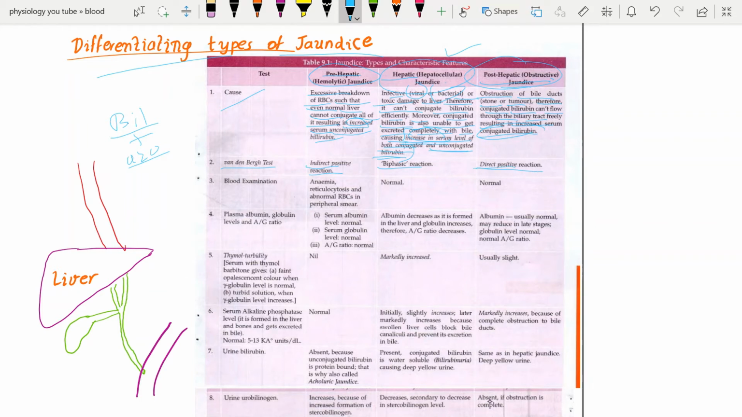What is meant by a direct positive reaction? When you add azo reagent to the bile, if it is conjugated bilirubin, then it gives direct color. In the indirect reaction, in prehepatic jaundice, when you add alcohol to the existing reaction, then you will get the color. In hepatic jaundice it's biphasic: you will get color earlier, but when you add alcohol it becomes more prominent.